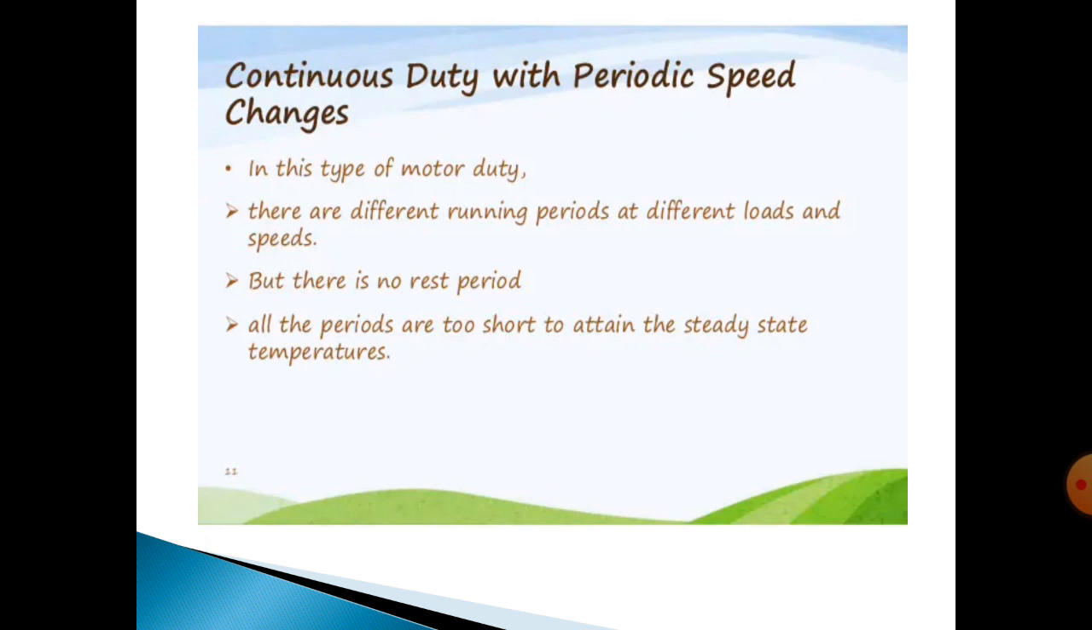The final topic is continuous duty with periodic speed changes. Here the load can be operated at different speeds. This duty consists of a period of running at one load and speed and another period of running at a different speed and load. Again, both operating periods are too short for the respective steady state temperatures to be attained. In this duty cycle there is no period of rest.